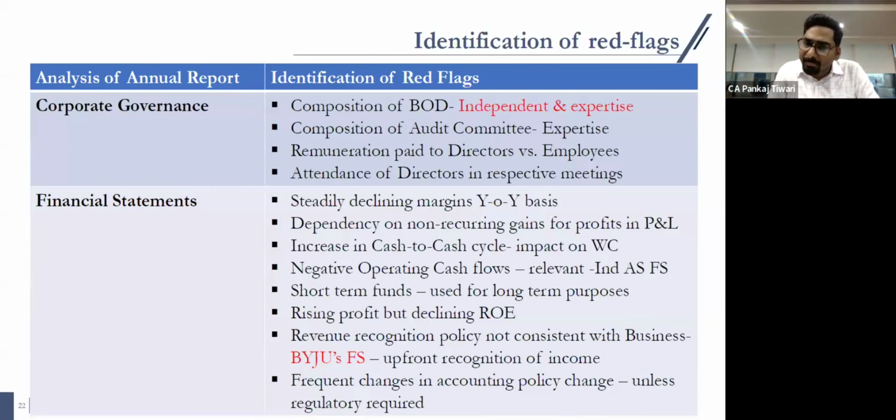Now, if you look at the financial statement, whether the margin of the entity is declining year on year, maybe you are profitable, but whether you are maintaining the operating profit margin that is there in the industry, or if not, then it's a red flag for me. Dependency on non-recurring gains for profits.